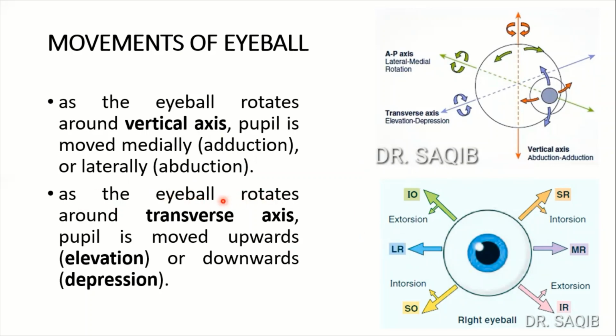So as the eyeball rotates around the transverse axis, this is the transverse axis, this movement will bring about elevation. The pupil will move upwards. It will bring elevation, or downwards, the pupil will move downwards. That will be bringing about depression.